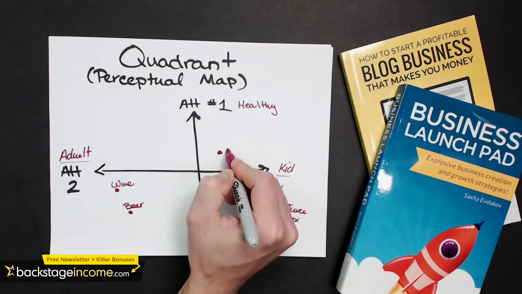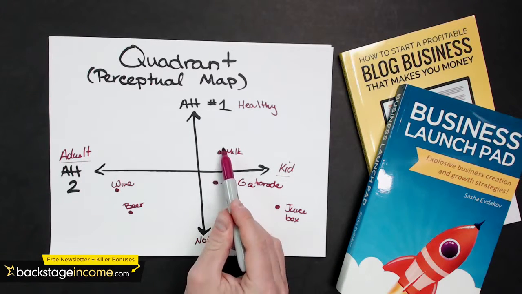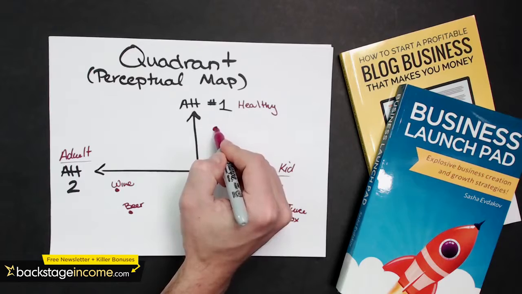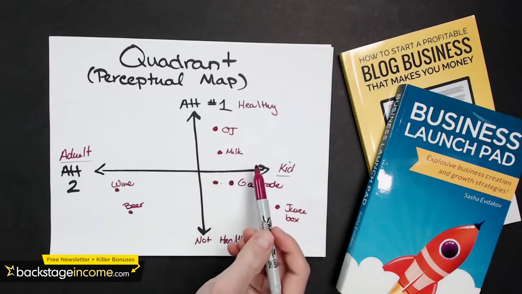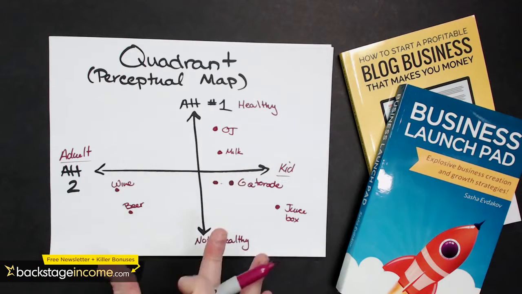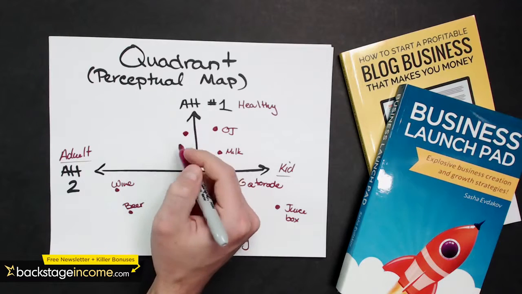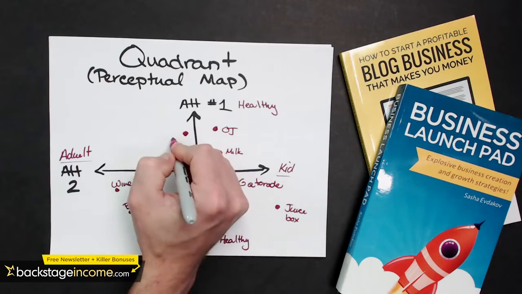You might have milk over in this area, where it's a little kid-friendly, but also a little bit healthy. Orange juice could be even more healthy, but also kid-friendly and oriented. And again, these aren't specific or exact areas that are perfect, but it'll just give you a rough idea, especially if you start seeing gaps, which I'll show you here in a second.